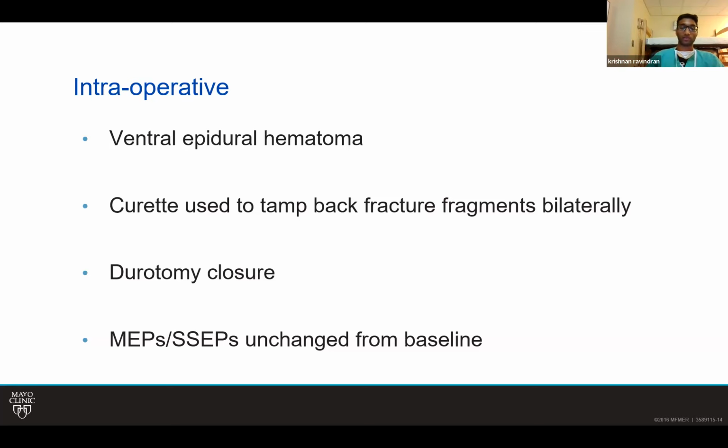And at the end of the case, the motors were actually unchanged. So we didn't lose anything. Everything was as baseline. And from there, we arthrodesed, placed our rods, and then closed.